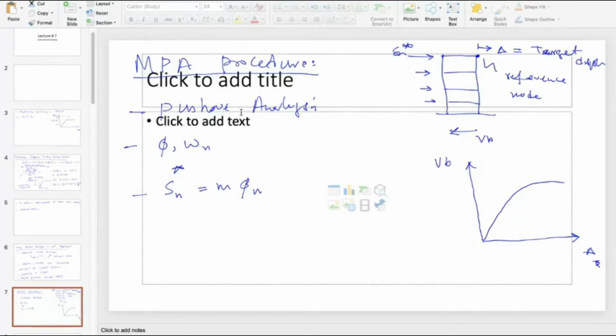Okay, so this is the way the MPA procedure is used to predict the response of the structure using the static procedure. And there are many other procedures also used in practice for the assessment of structures.